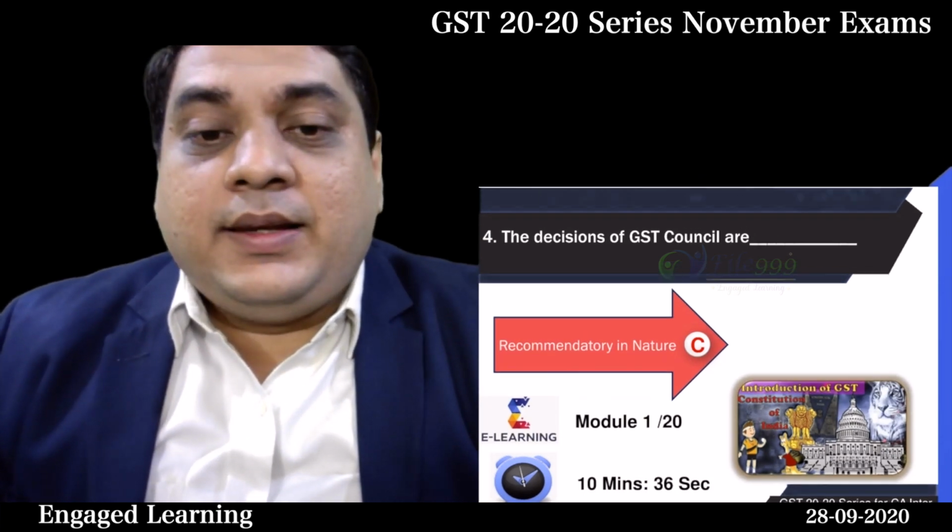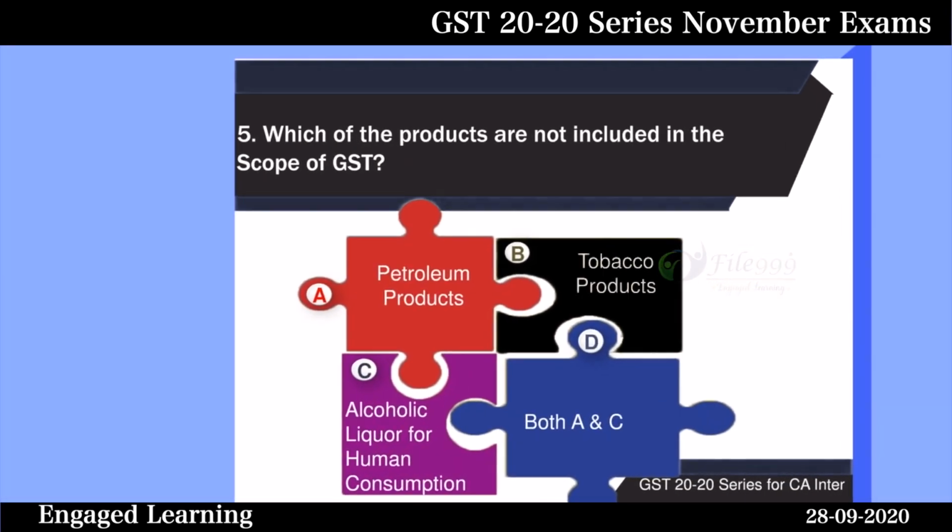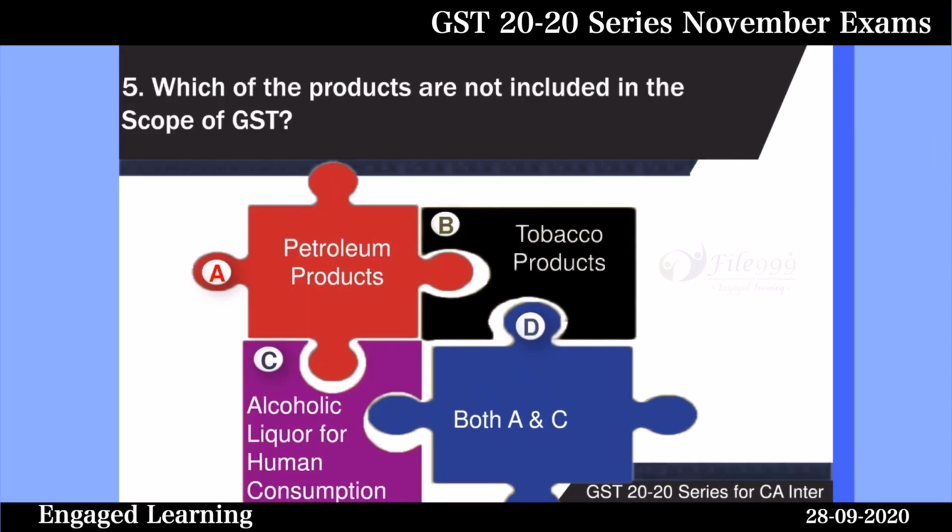Moving ahead, the next question on your computer screen. Which of the products are not included in the scope of GST? Option A, petroleum products. Option B, tobacco products. Option C, alcoholic liquor for human consumption. And option D, both petroleum products and alcoholic liquor for human consumption.